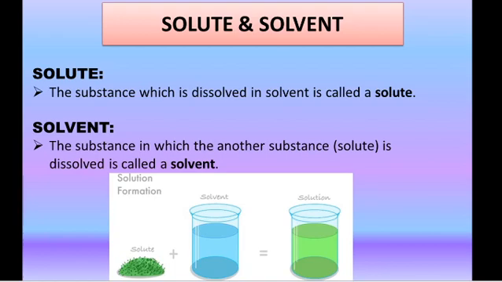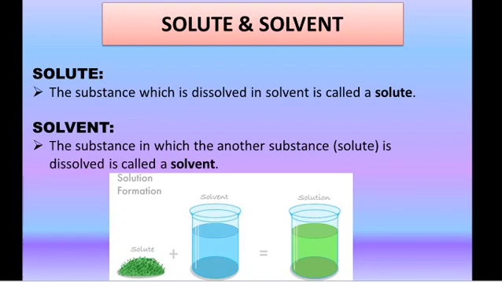Now let us see what is solute and what is solvent. The substance which is dissolved in the solvent is called the solute. The solvent is the substance which dissolves another substance. So the substance in which another substance is dissolved is called a solvent. In this picture we can see a solute, solvent and solution. We add the solute to the solvent and it dissolves to form a solution.